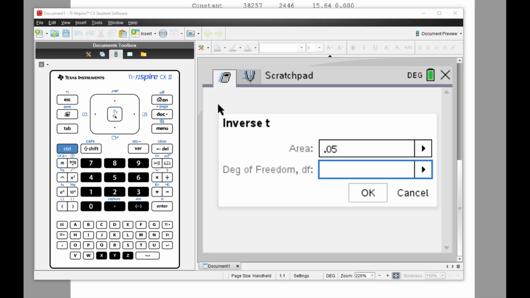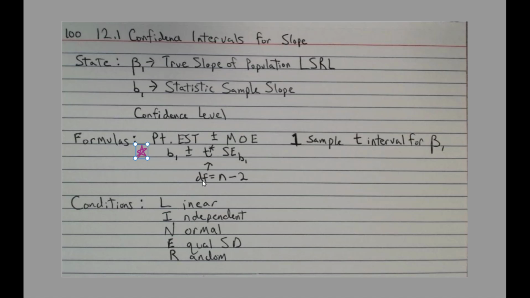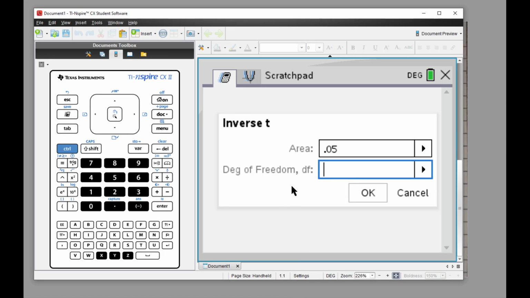And so for the degrees of freedom, it's a little bit different, in which case we have to look at your degrees of freedom. It's going to be your sample size minus 2. Okay, so our sample size minus 2, we said our sample size was 16, and so we're going to take minus 2, which would give us 14.